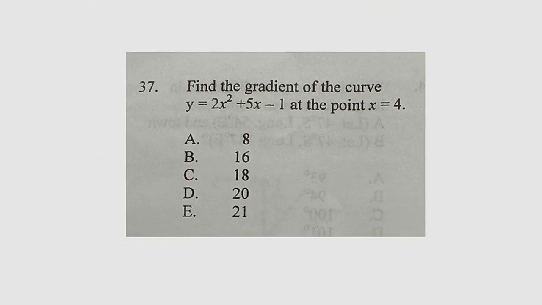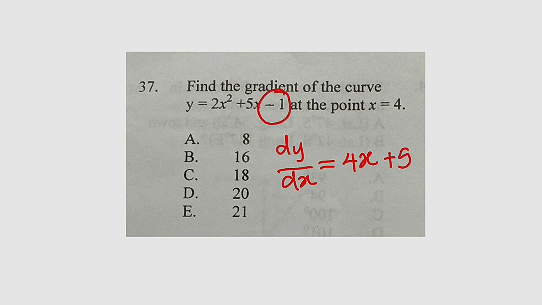Question number 37, we are asked to find the gradient of the curve 2x squared plus 5x minus 1 at a point where x is equal to 4. So you have to differentiate the function first, dy over dx, applying the power rule. The power will drop down to multiply. We have 2 times 2 is 4, then x raised to the power of 2 minus 1, which is still 1. Then plus the derivative of 5x, which is 5. The derivative of a constant is 0.